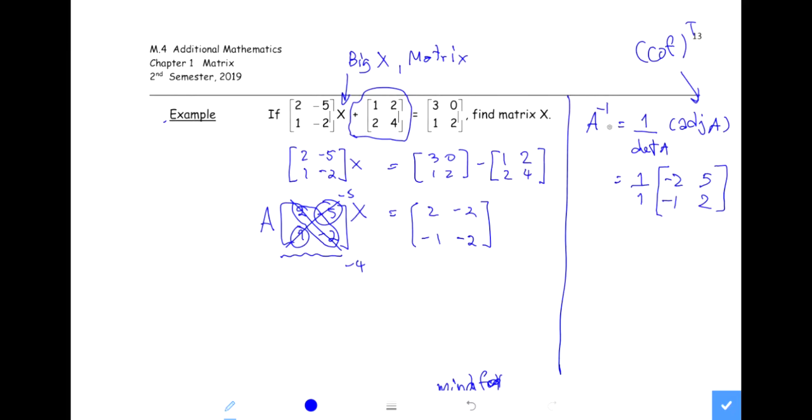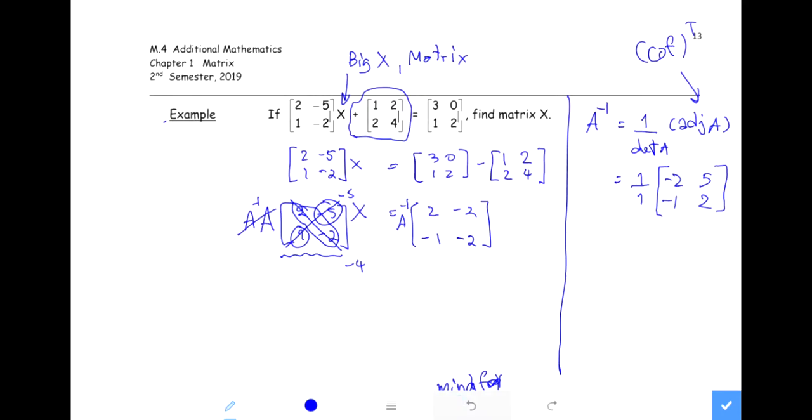Now we already have A inverse, right? So let's go back. We want to get X now, so let's multiply A inverse on both sides. If this is your matrix A, you multiply A inverse there, and you multiply A inverse there too, and then it will cancel.